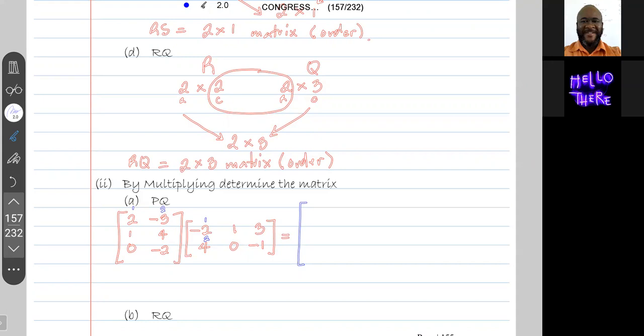So I'm going to multiply the first element in the row by the first element in the column, then the second element in the row by the second element in the column. So it's 2 times minus 2, which is minus 4, and minus 3, which is the second element in the row, by 4, which is the second element in the column. Minus 3 times 4 is minus 12. I just multiplied the top row by the left column. Next, I'm going to multiply the top row by the middle column.